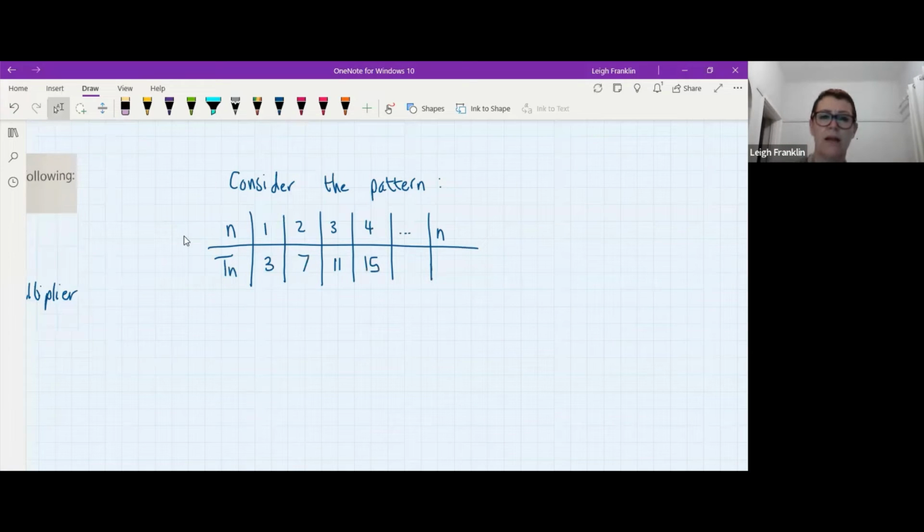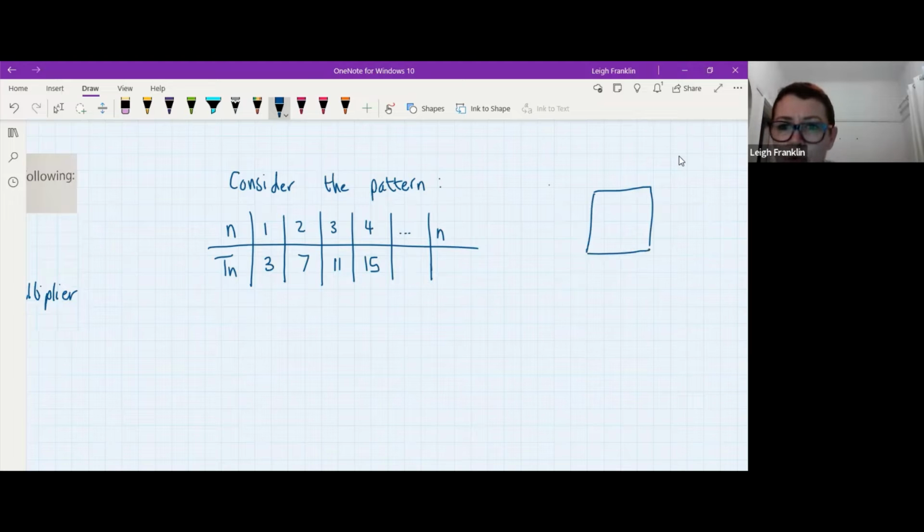Okay, so now let's look at this pattern of numbers over here. We've been given a pattern. The pattern goes 3, 7, 11, 15. That means that 1 goes in and 3 comes out, and 2 goes in and 7 comes out. Another way for us to visualize this is like this. You've seen these spider diagrams at school.